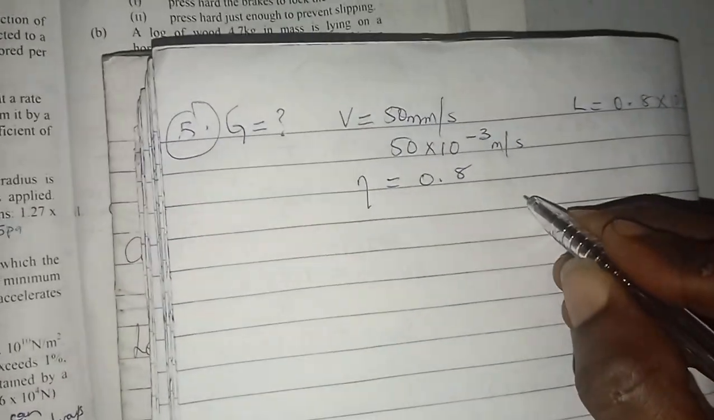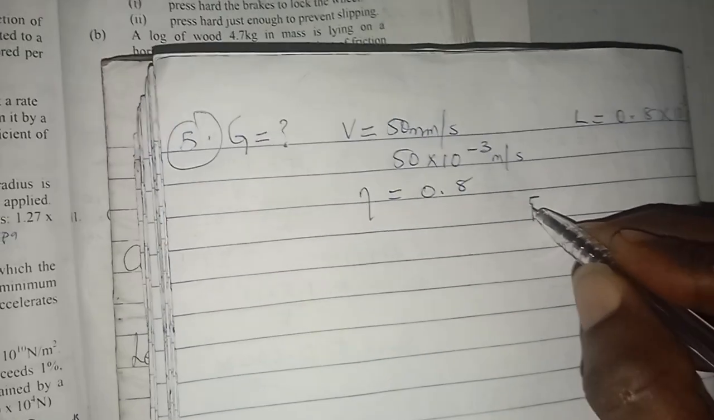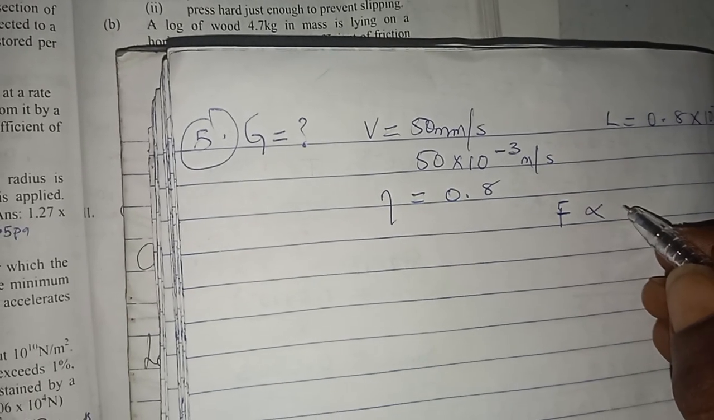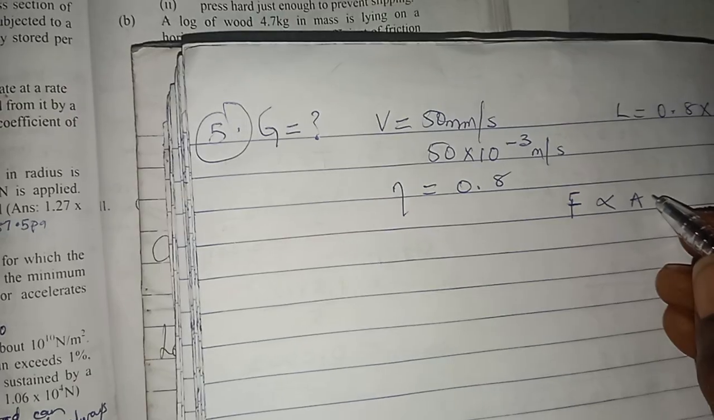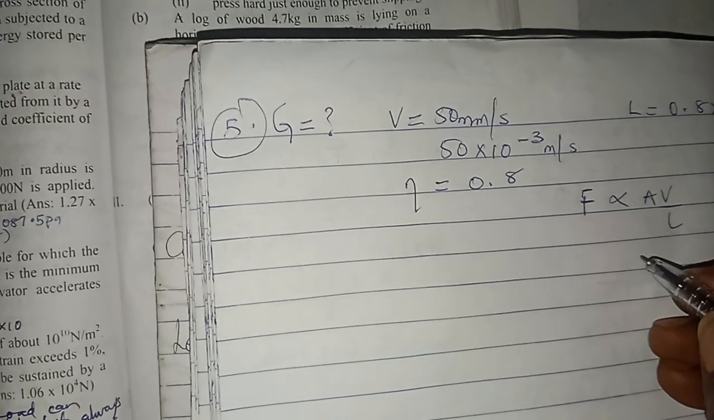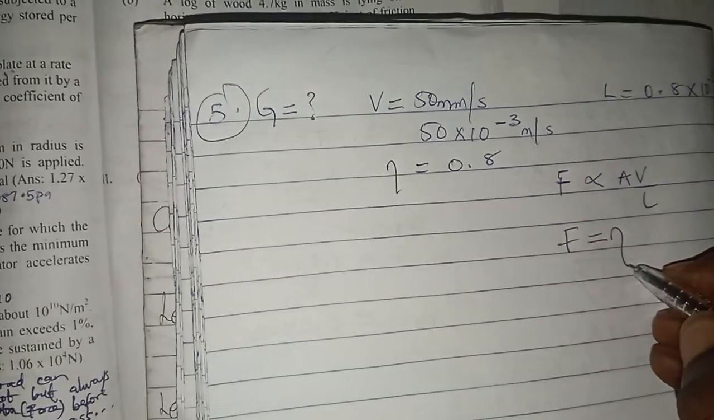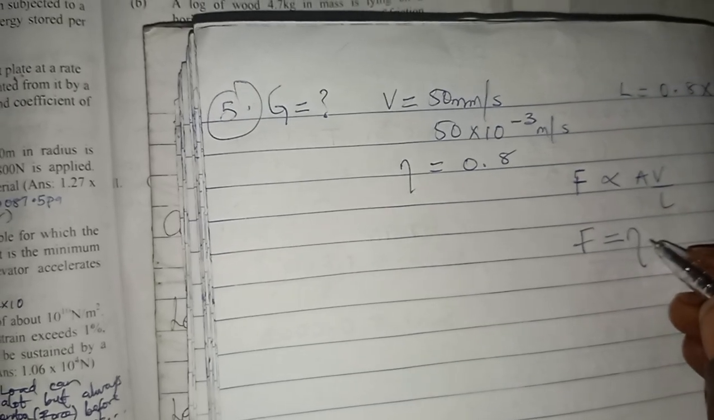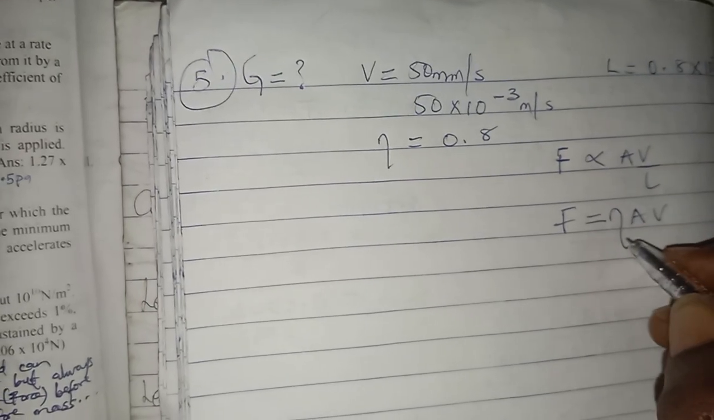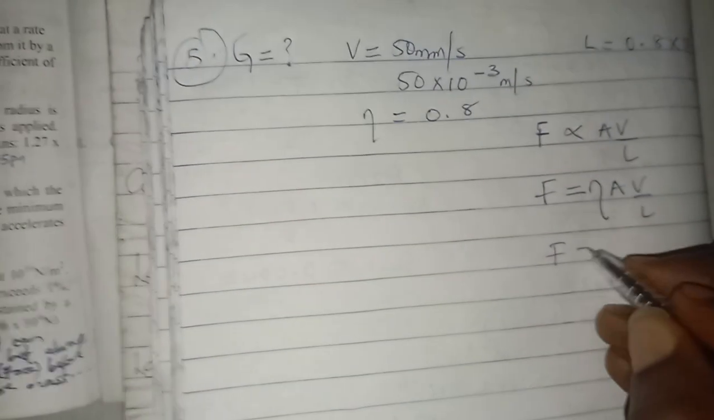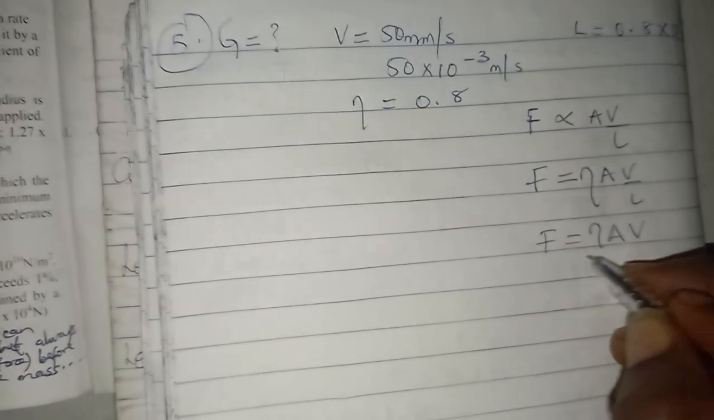So we need to remember that from Newton's law, force of attraction between fluid surfaces is directly proportional to the area of surface in contact and the velocity gradient. So when you now introduce equality and introduce the proportionality constant, which is eta, that is coefficient of viscosity, force equals eta AV over L. This is the same as saying force equals to eta A V all over L.